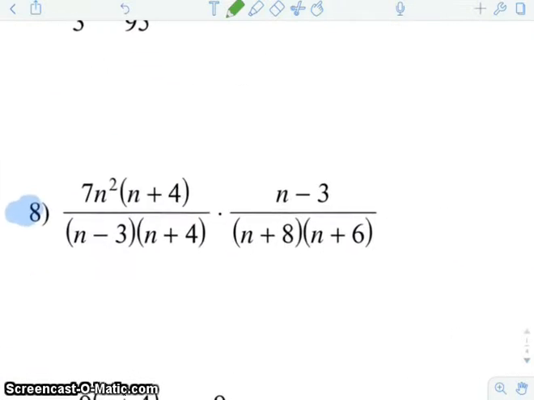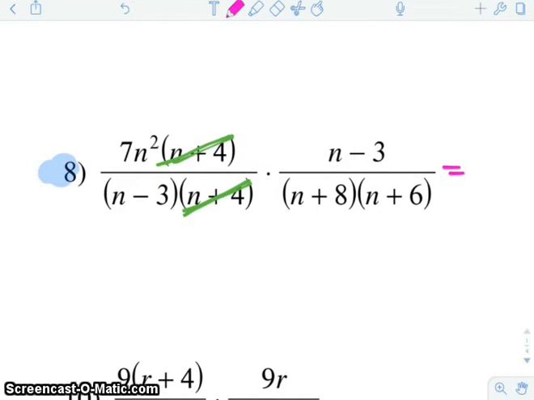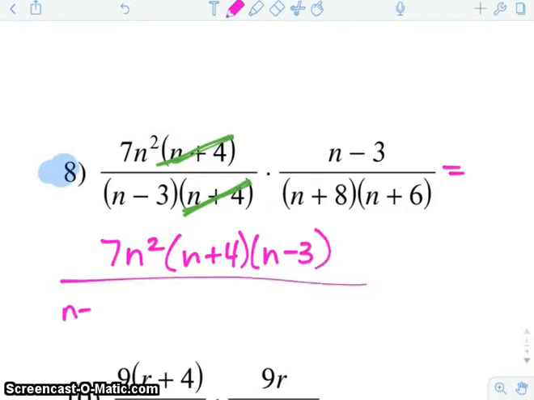Let's look at number 8. When it's already in factored form like this, it ends up being really nice for us, and we can just cancel anything that's in the numerator and denominator. They don't have to be in the same fraction in order to cancel, because remember, if we multiply across, it would all be one giant fraction. So I would really have 7n squared times n plus 4 times n minus 3 all over top of n minus 3 times n plus 4 times n plus 8 times n plus 6.